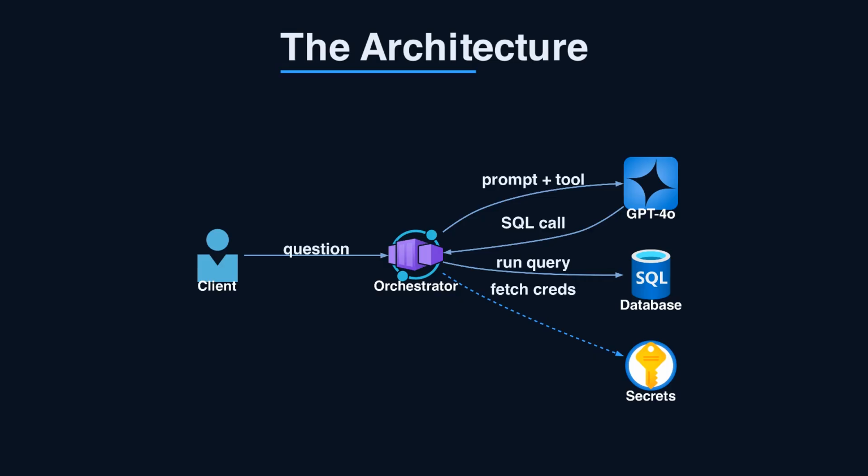The model responds with a function call containing the SQL it wants to run. Our code executes that query against Azure SQL using a least privilege account, then feeds the rows back to the model for a final natural language answer. Key Vault holds the database connection string and the API key. Notice the model never touches the database directly. Our code is the only thing that opens a connection, and that's deliberate.